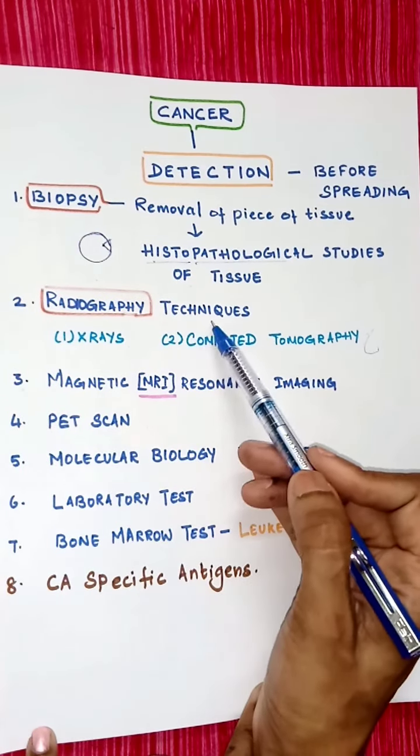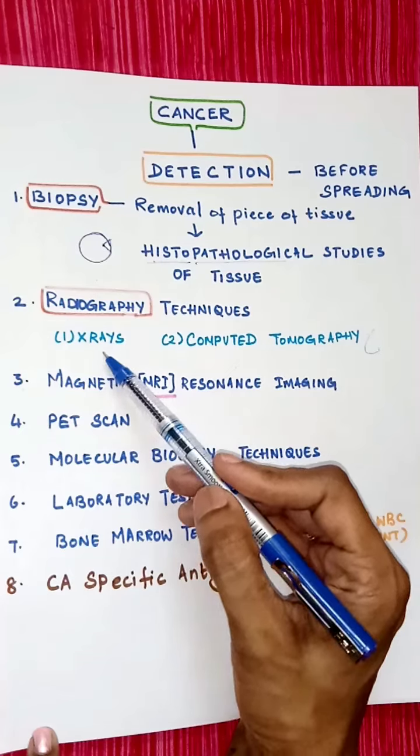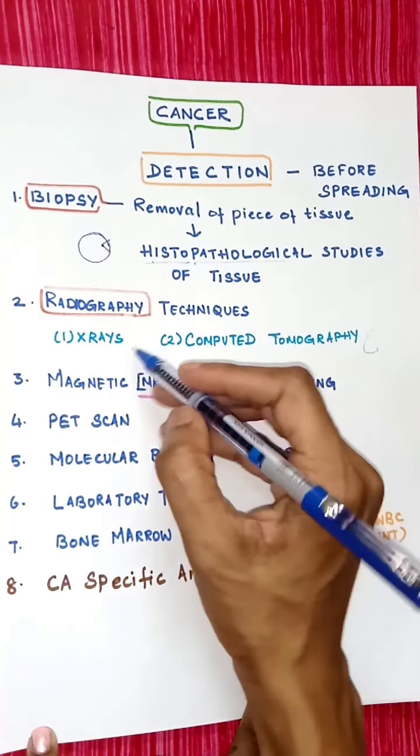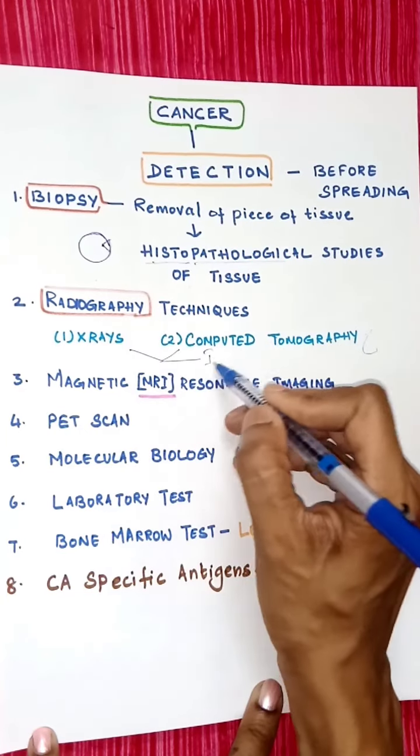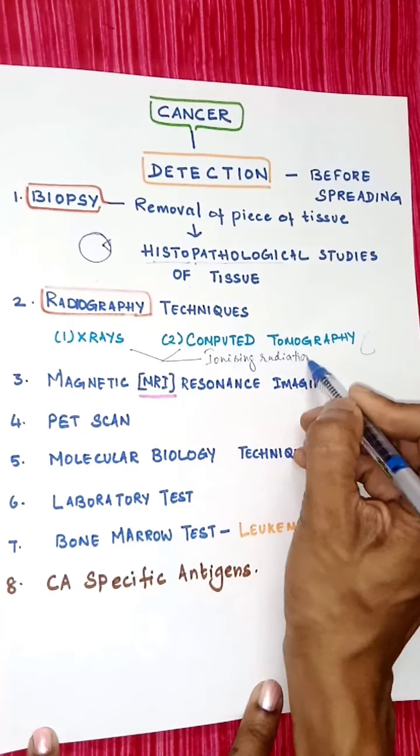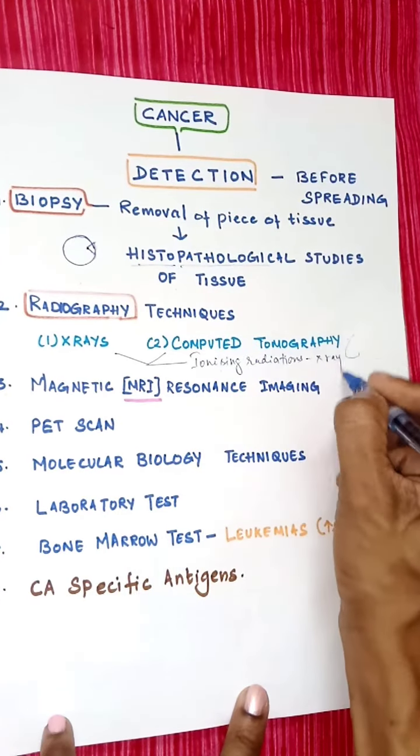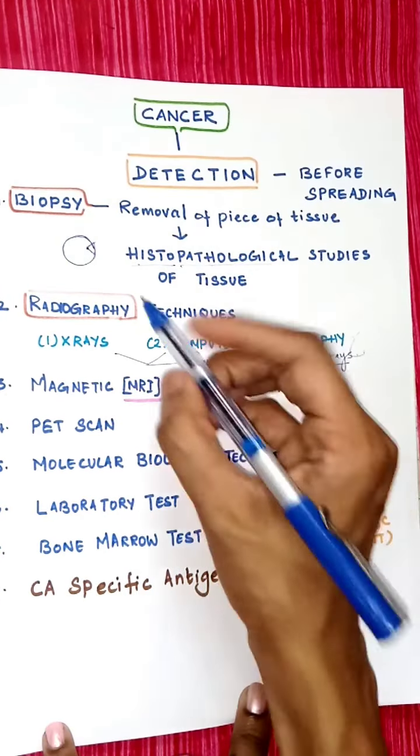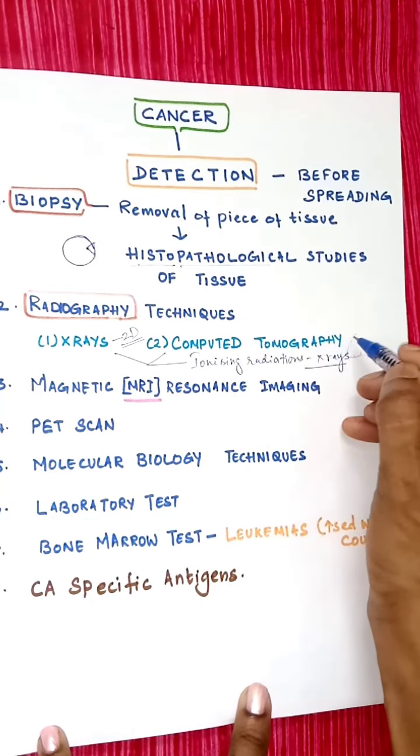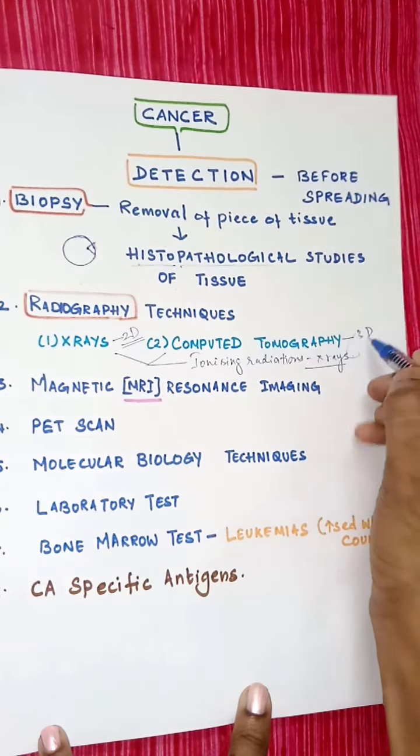And second is the radiographic techniques. Under radiographic techniques, you have X-rays, computer tomography and magnetic resonance imaging. X-rays and computer tomography both use ionizing radiations. They use X-rays. X-rays are two-dimensional, they produce an image of two-dimensional type, whereas computer tomography produces a three-dimensional image.